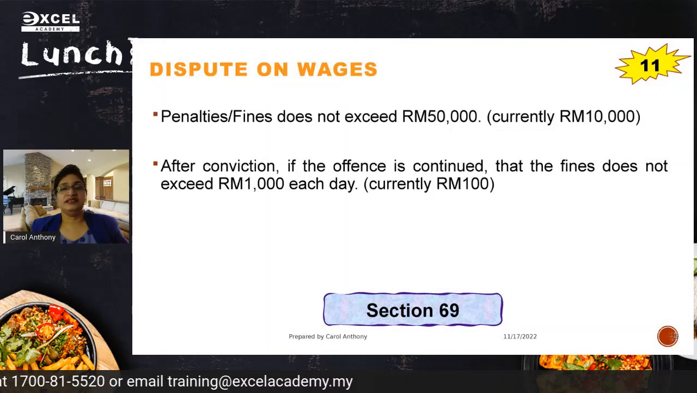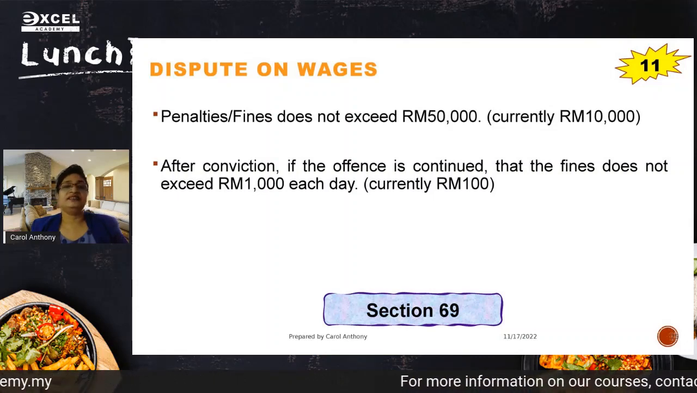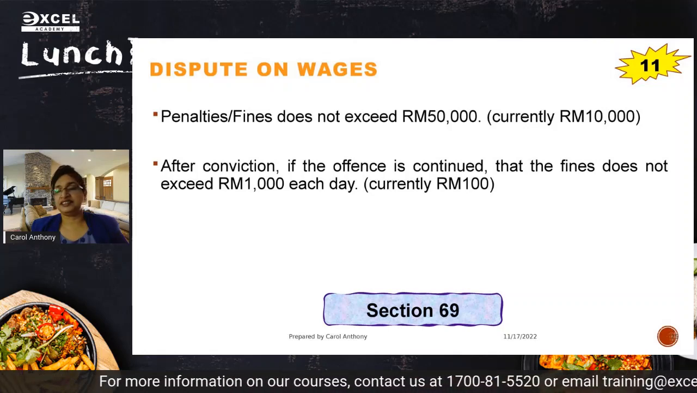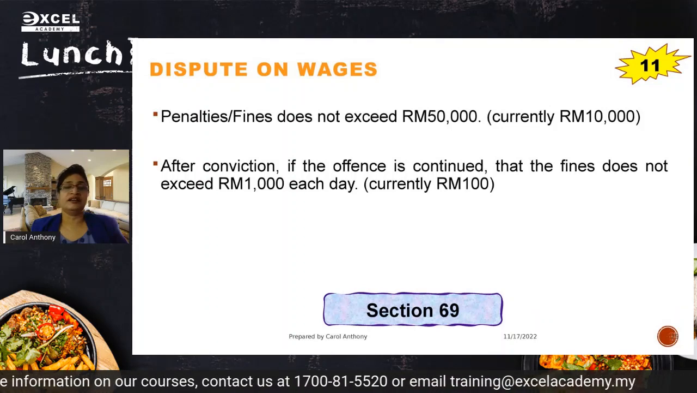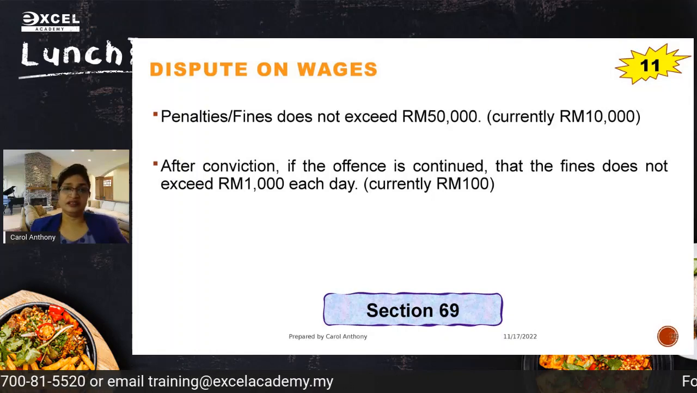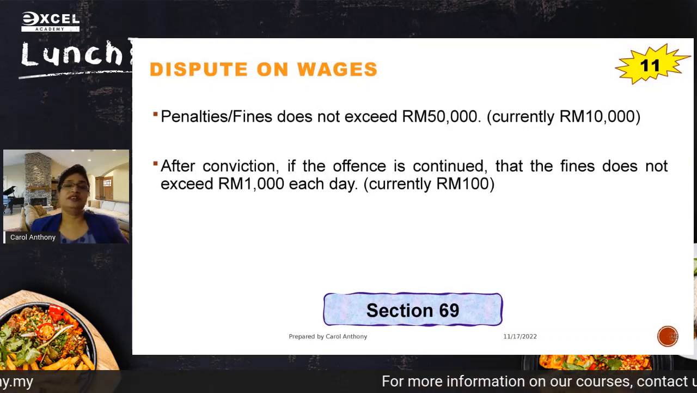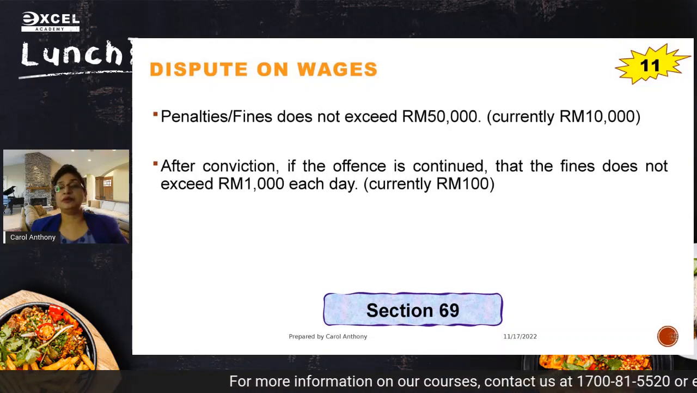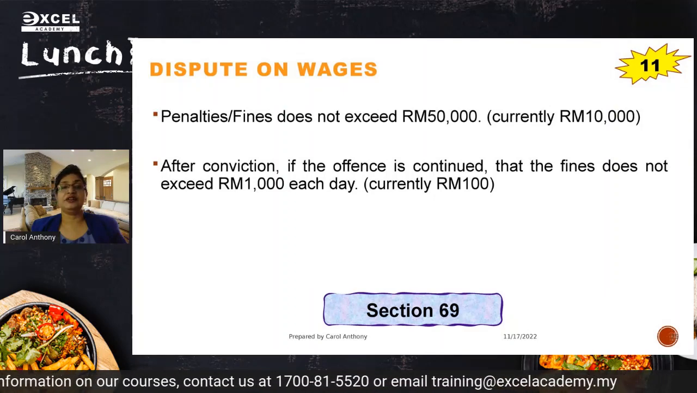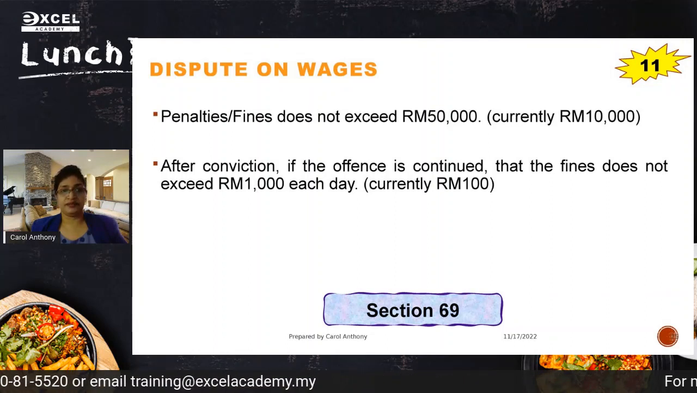Section 69. This is talking about disputes on wages. So penalties, fines do not exceed 50,000. Any dispute on wages calculation, for example, OT is not calculated correctly, prorated salary is not calculated correctly, there's a shortage, whatever, there's a dispute. Previously or currently, the fine is up to 10,000 only, but now it has been increased. From next year, it will be up to 50,000. Fine for the employer, right?